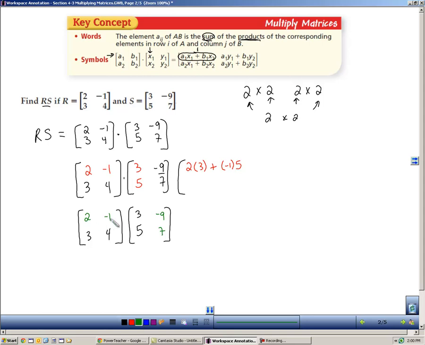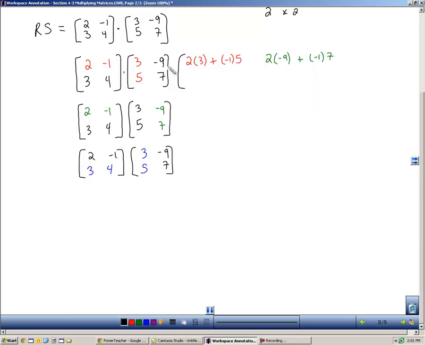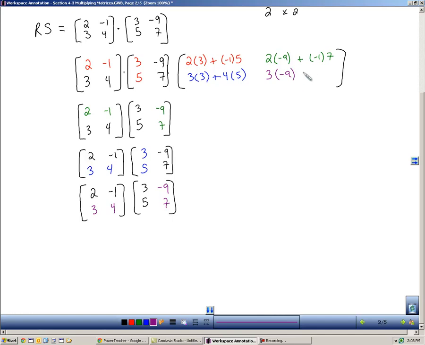Now I'm going to multiply the first row by the second column. So up here I'm going to do the 2 times the negative 9, and I'm always going to add that to the negative 1 times the 7. Now I'm going to take the second row and multiply that by the first column. So the 3 gets multiplied by the 3, and the 4 gets multiplied by the 5. And the last element is created by multiplying the second row by the second column. So 3 times negative 9 plus 4 times 7.